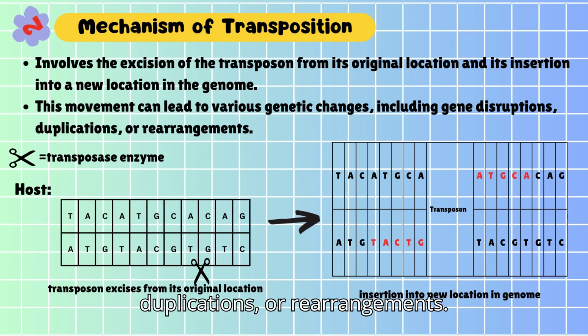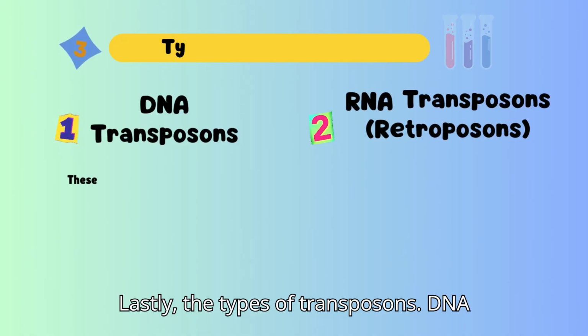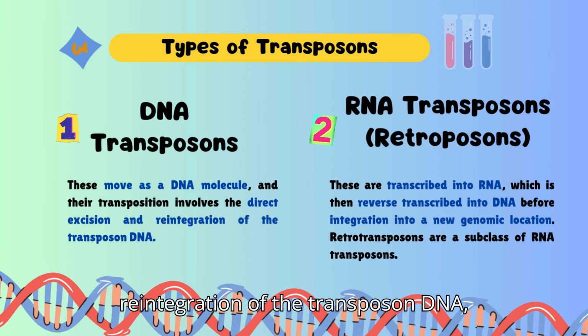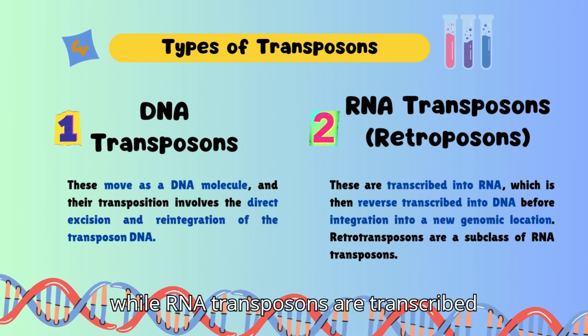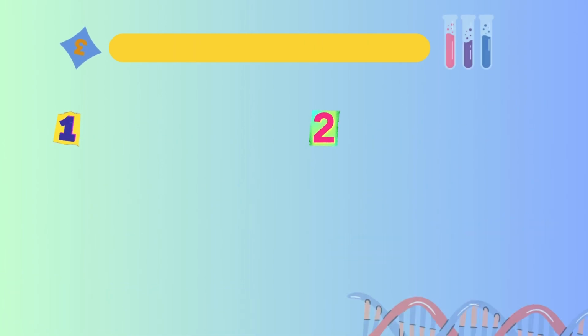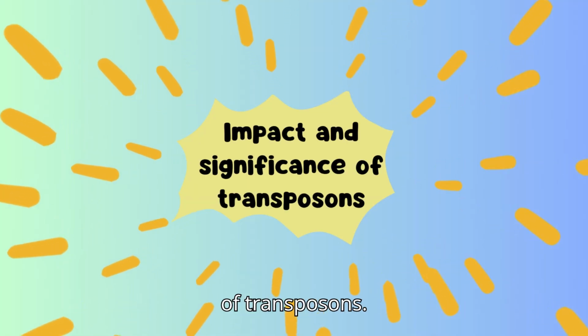disruptions, duplications, or rearrangements. Lastly, the types of transposons. DNA transposons move as DNA molecules and involve the direct excision and reintegration of the transposon DNA, while RNA transposons are transcribed into RNA and then reverse transcribed back into DNA before integrating into a new genomic location. Let's look at the impact and significance of transposons.